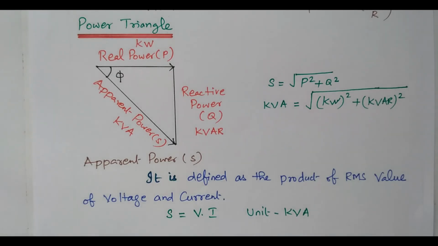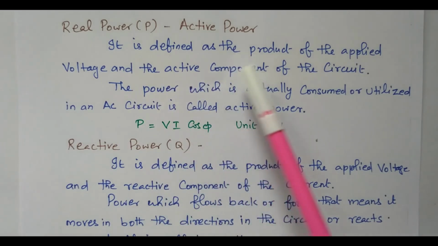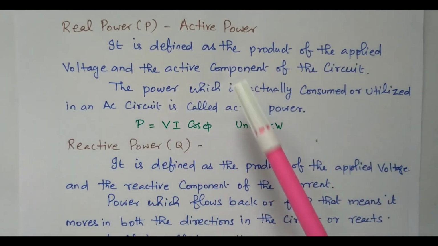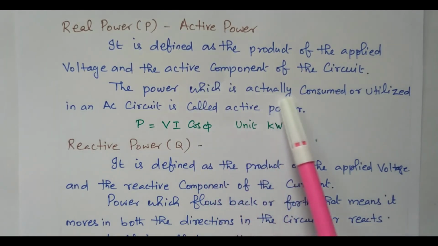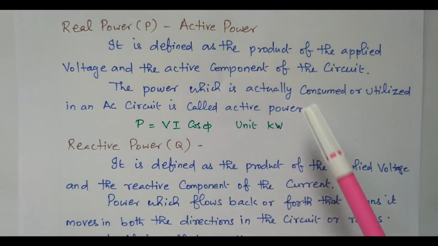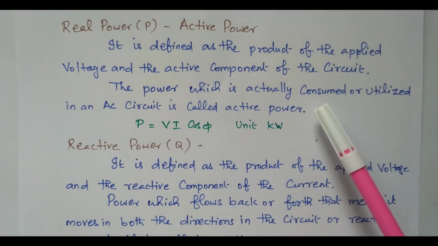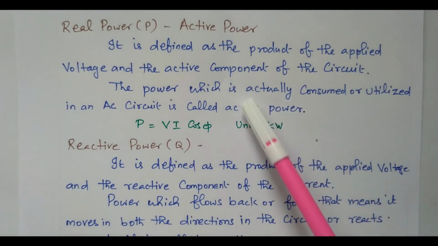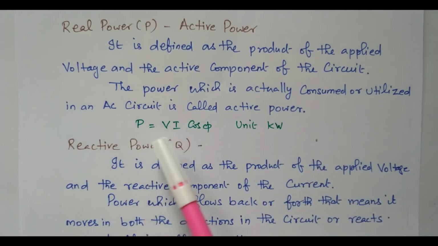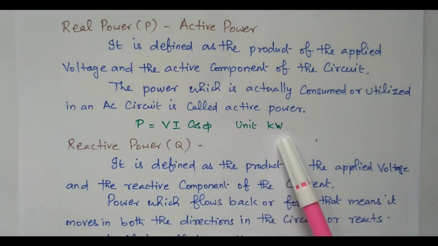Now we'll go to the real power. It is defined as the product of applied voltage and active component of the current. Real power or active power means active component. What is active component? The power which is actually consumed or utilized in the circuit for energy conversion. Some of the power is not consumed. It is dropped in the circuit. That is called reactive power. The power fully utilized for conversion is called active power. So that is represented P equals VI cos φ. The unit is kilowatt. Right? The power which is actually consumed or utilized is called active power.